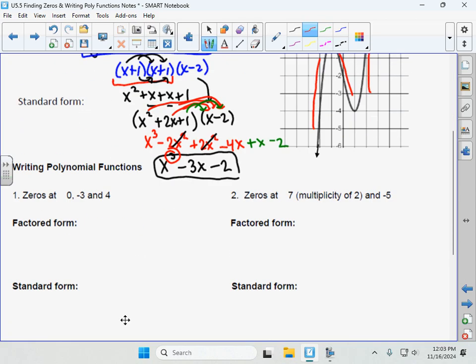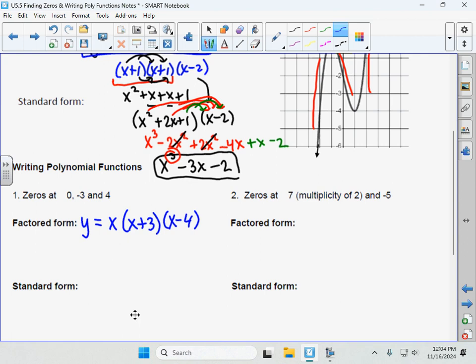Now let's write the polynomial function in factored and standard form, given the following zeros. We have zeros at 0, -3, and +4. There are 3 of them, so our answer is going to be a degree 3 polynomial. For the factored form, we have x minus 0, which is the same as just x. Negative 3 produces the factor x plus 3, and positive 4 produces the factor x minus 4. Again, just change the signs.